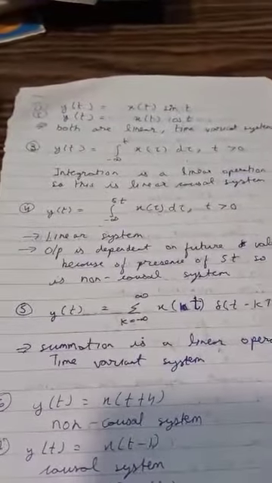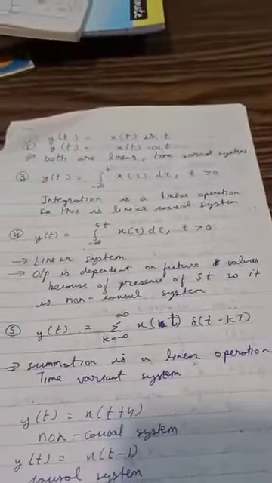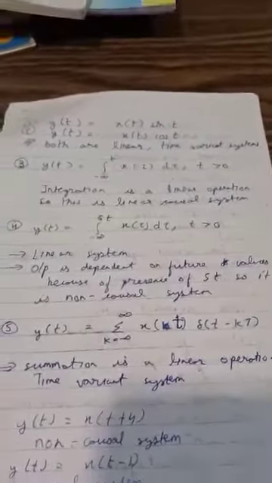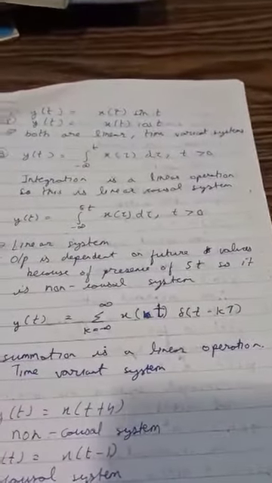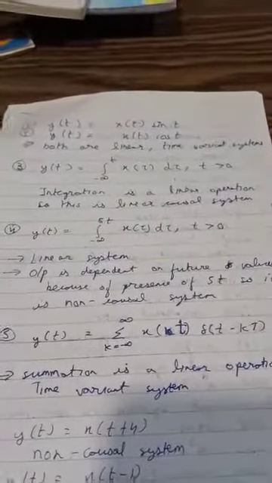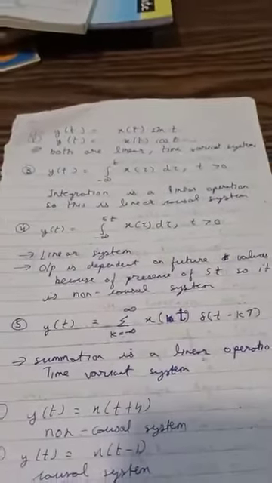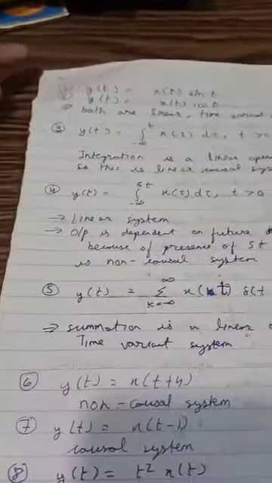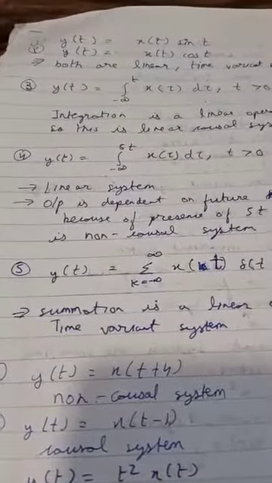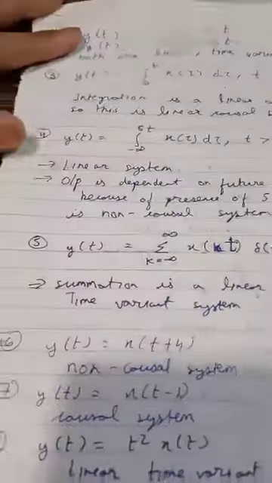The fifth is y(t) = sigma k equal to minus infinity to infinity of x(t) delta(t minus kt). Summation is a linear operation, so this is a linear system, but it is a time variant system because delta(t) is getting multiplied with x(t). Next, y(t) = x(t + 4). This is dependent on future values of input, so it is a non-causal system.